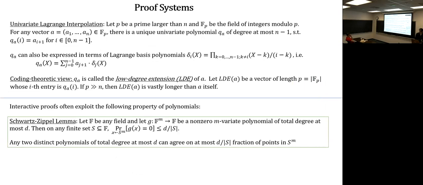How do we define univariate Lagrange interpolation? Let p be a prime, much larger than n, and Fp be the field of integers modulo p. Then for any vector A from Fp^n, there exists a univariate polynomial qA of degree at most n minus one, such that qA evaluated at i is equal to a(i+1). qA can also be expressed in terms of Lagrange basis polynomials, which are computed like this. So qA(x) can be expressed using this formulation with Lagrange basis polynomials. From this perspective, we say that qA is called the low degree extension. This is another tool which we use in constructing ZK-SNARKs from IPs.